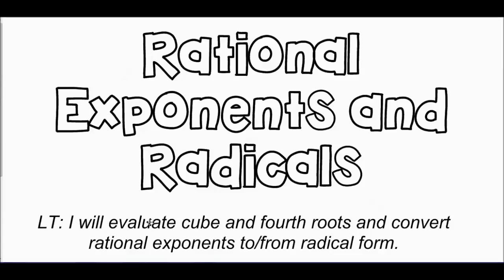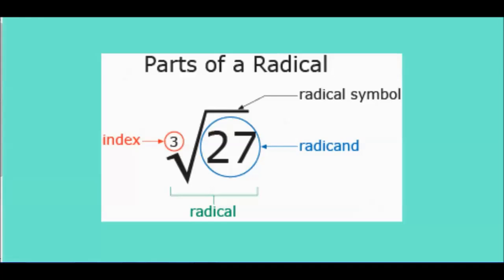So our target is that we will evaluate cube and fourth roots and convert rational exponents to and from radical form. First, let's make sure that we understand the parts of the radical. So when I'm talking about these different parts, you should know what part I'm talking about. This messed up check mark division box thing is called the radical symbol. That's kind of like the house.